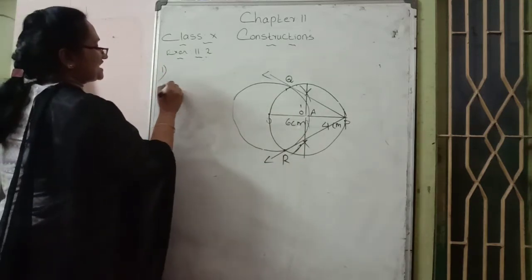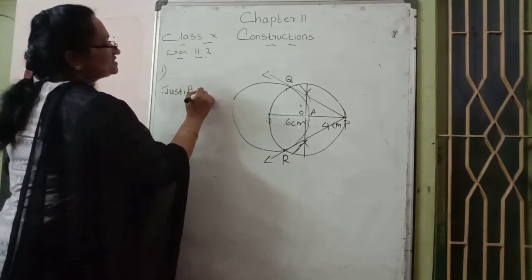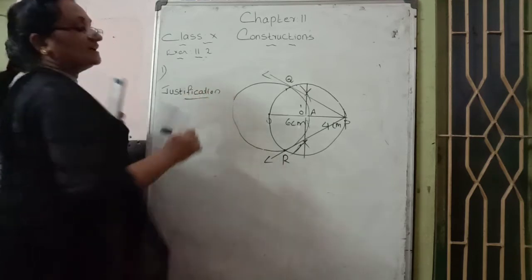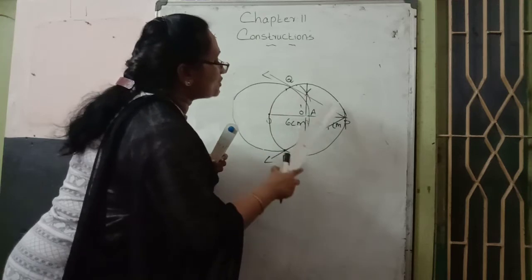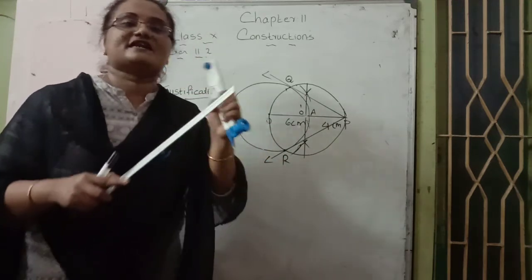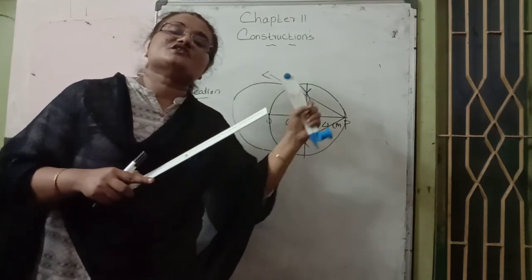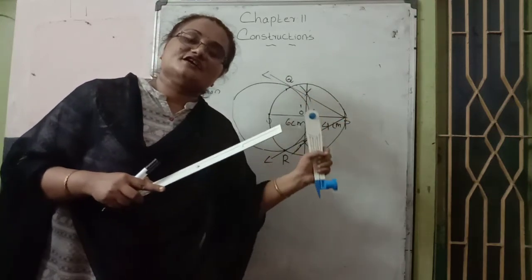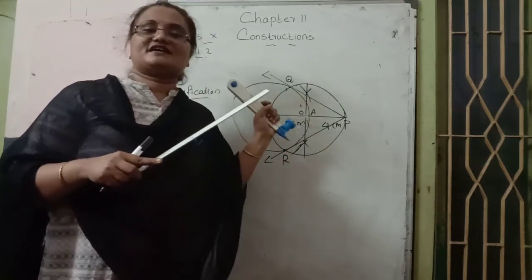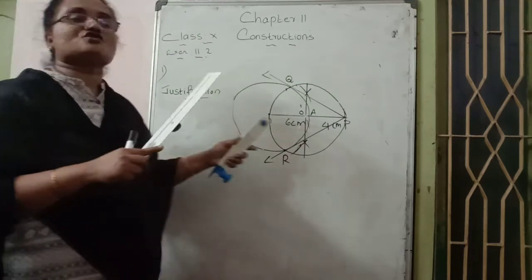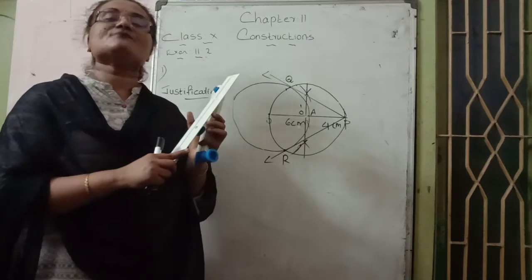Then next, the justification. What about the justification? Justification means here we want to prove that the lengths of the tangents PQ and PR are the same. In the circle chapter you learned that when a point is outside the circle, we can draw 2 tangents and both of their lengths are equal. So in the justification we also prove that the lengths PQ and PR become equal.